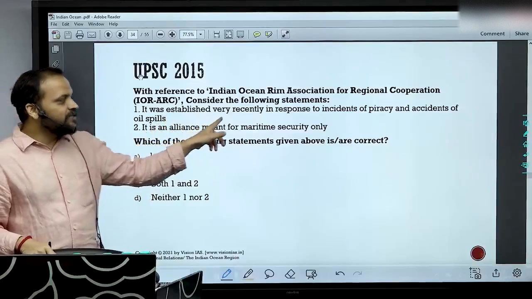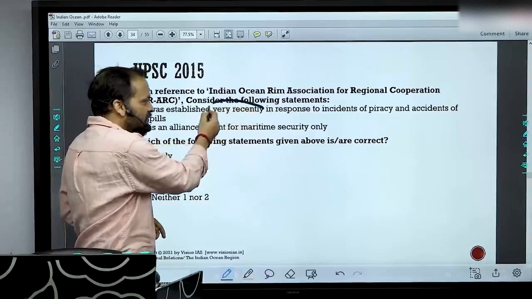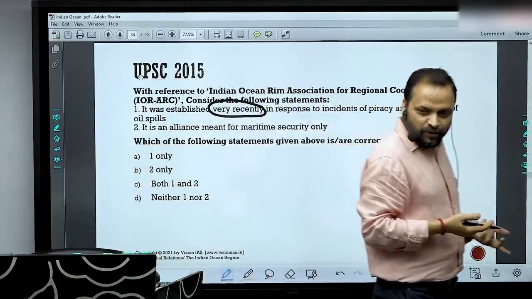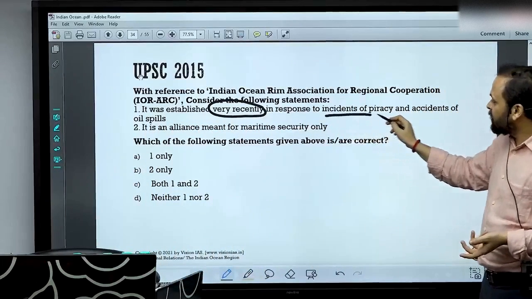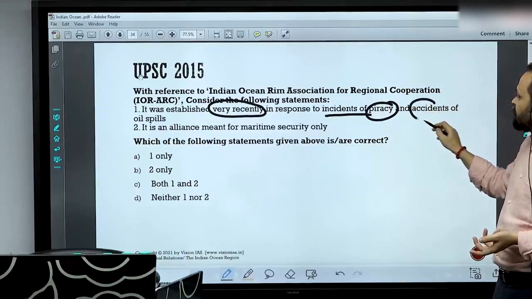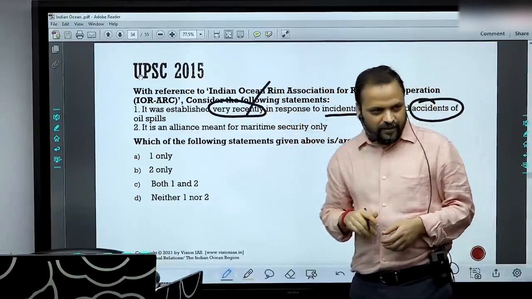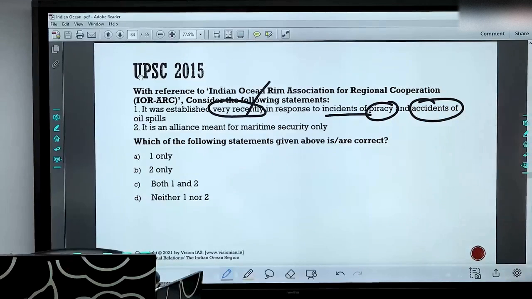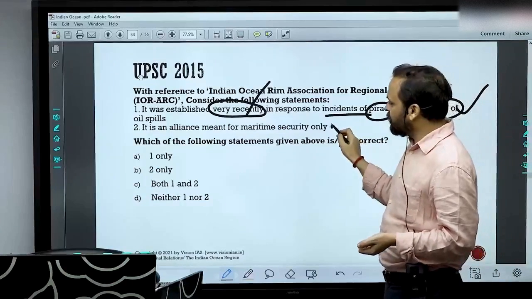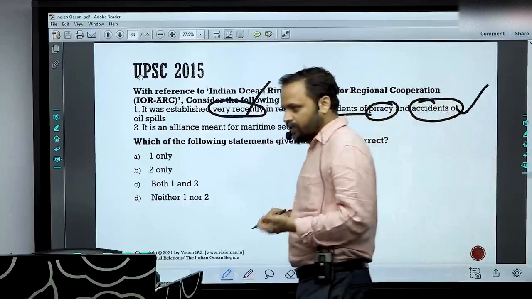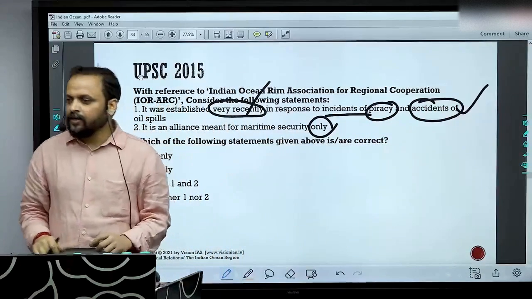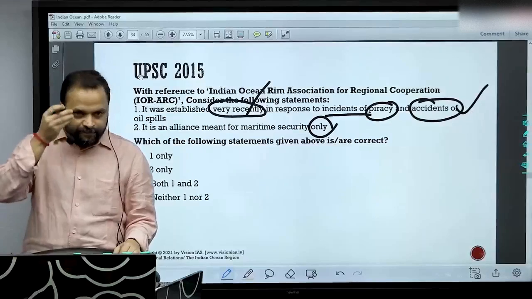First, it was established very recently. Sometimes you will find vague terminology. What does very recently mean? To incidents of piracy and accidents of oil spill. So very recently gave you a hint, that very vague assertion, so may be wrong. Then in response to piracy and accidents of oil spills, we knew from reading that it is not like that, right? It is an alliance meant for maritime security only. Sometimes the universal terms used are meant to give you a hint, right?